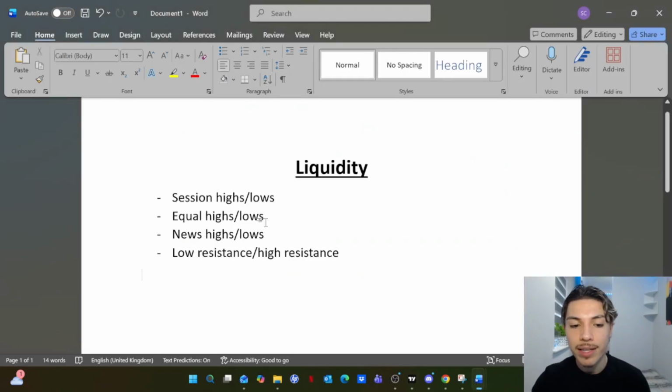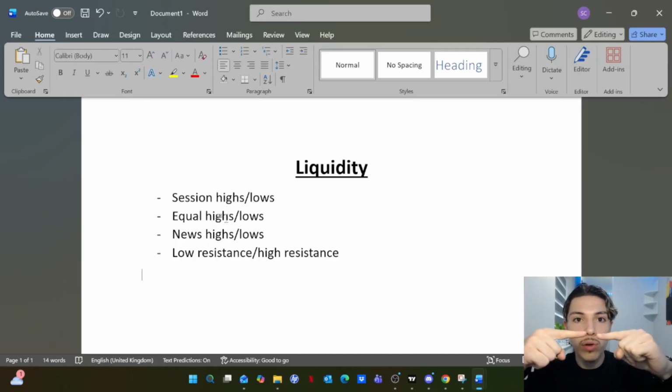The next form of liquidity is equal highs slash lows. Now, this is a very simple concept. Whenever we have an equal high or an equal low, it's just when 2 lows are equal or 2 highs are equal. There's no other way to really explain it. Now, why is this a strong draw on liquidity?